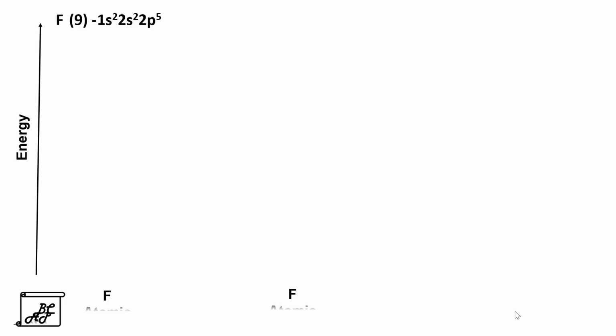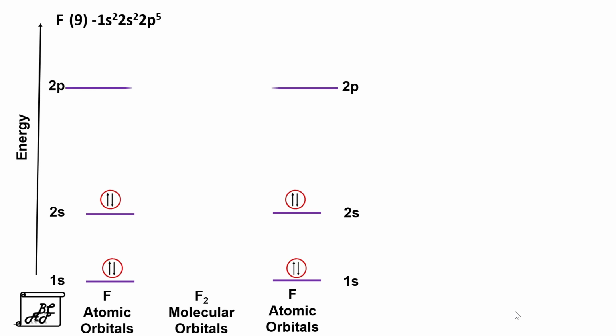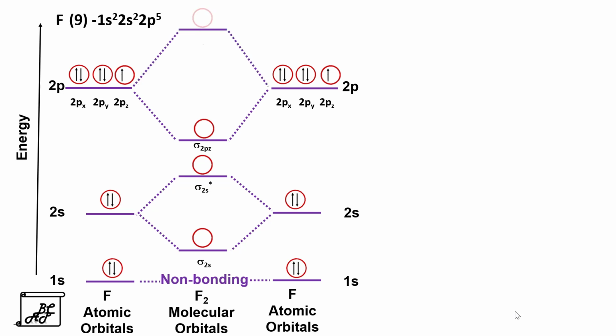At the two sides there will be atomic orbitals of fluorine and at the center there will be fluorine molecular orbitals. First there will be 1s orbital with pair of electrons, then 2s orbitals with pair of electrons, and above 2s there will be 2p orbitals with 5 electrons in each atom's 2p orbitals. 1s orbitals will remain non-bonding, 2s orbitals will overlap with each other to form sigma 2s bonding and sigma star 2s antibonding. 2p orbitals will overlap with each other to form 3 bonding molecular orbitals and 3 antibonding molecular orbitals. Now we have to fill the electrons. So total there are 14 electrons.